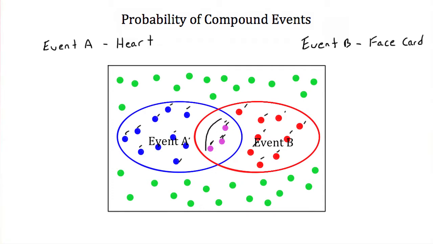Now, in the middle here, these purple dots are the cards that satisfy both event A and event B. These three dots represent the three cards that are both hearts and face cards. One of these dots is the King of Hearts. The other one would be the Queen of Hearts. And the last one would be the Jack of Hearts. So the three dots, again, in the intersection of these two ellipses satisfy both event A and event B; they're hearts and they're face cards.